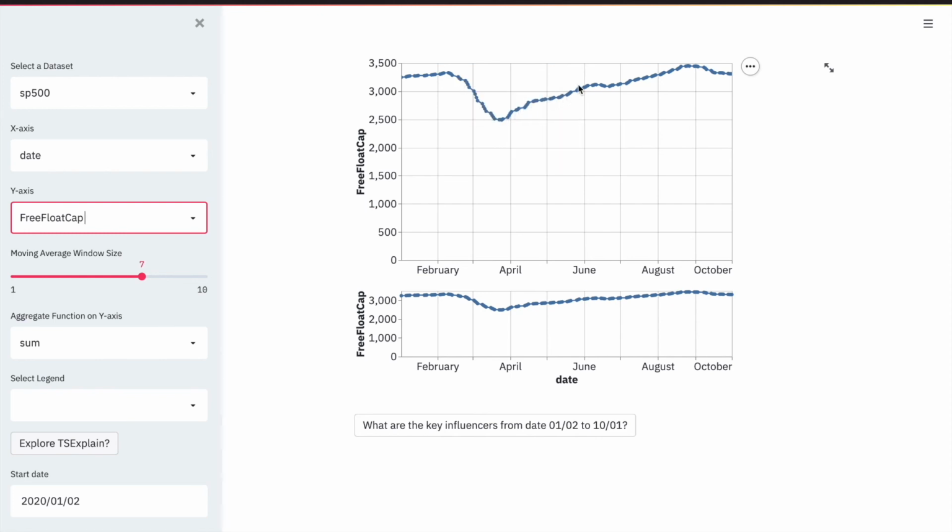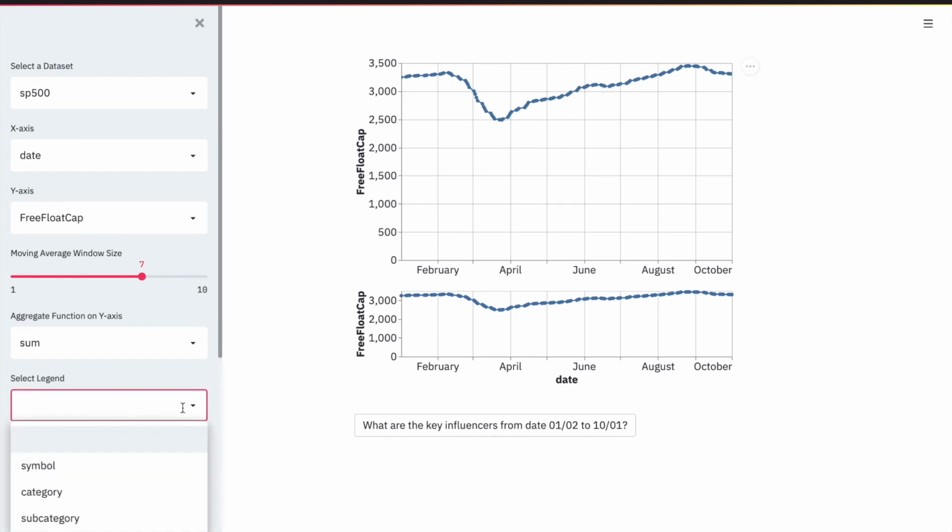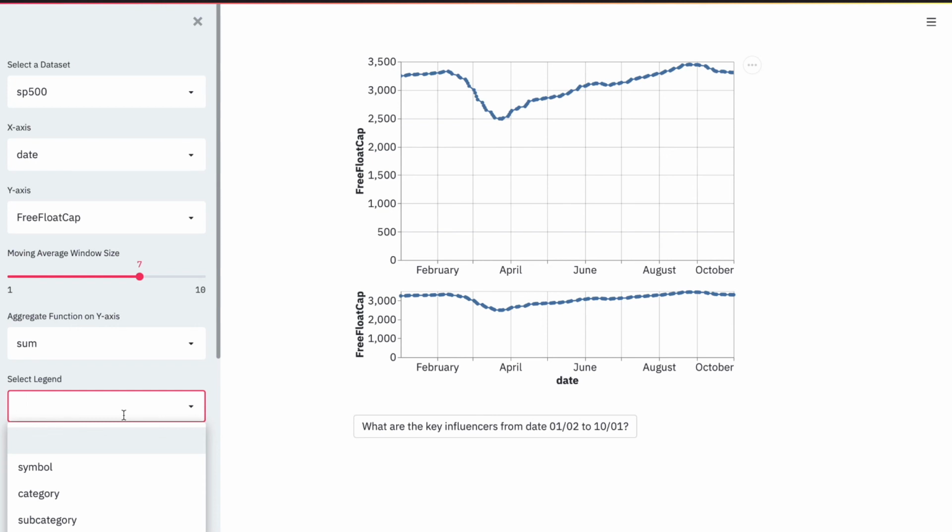Many people may wonder why. What are the reasons behind this drop and rise? Let's inspect the underlying influencers of the SP500 index fall and rise. Here, we have a time series from January 2nd to October 1st. In the visualization, we can select different legends to see each category's, subcategory's, or symbol's trend.